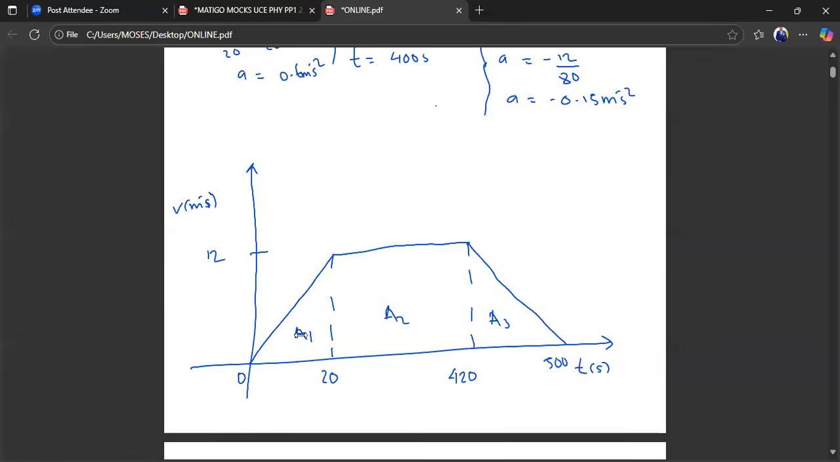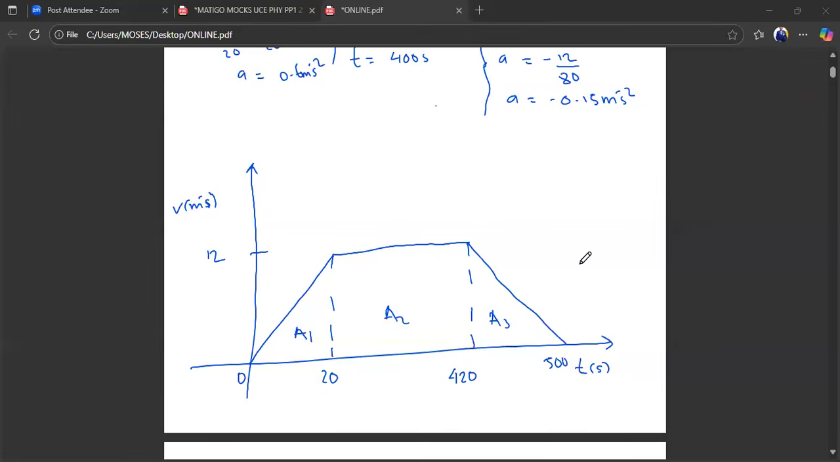Then I'm seeing Anita. Yes, teacher. On that, are we going to use the acceleration? Now, why have I come up with acceleration in the different stages? Because I may need to use them in the other upcoming questions.